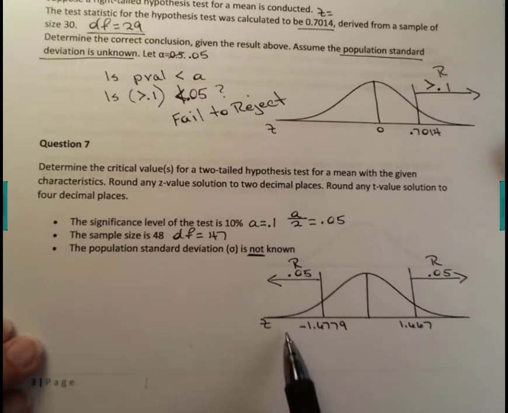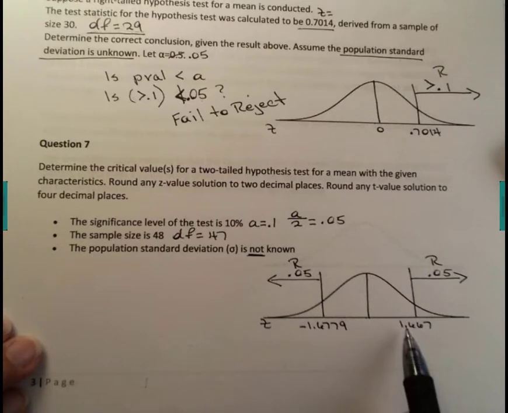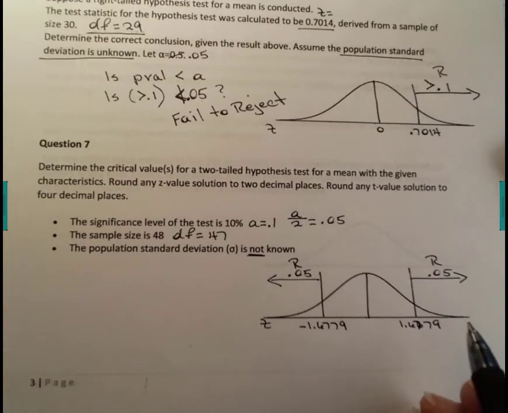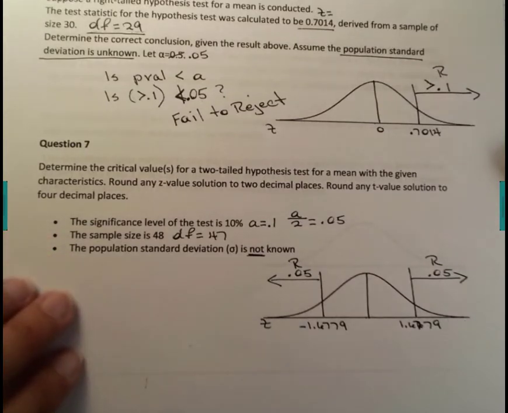We would reject if it was below negative 1.6779. We would reject if it was above a positive 1.6779. Sorry, I think I got that right, didn't I? Let me make sure I'm copying these down. Okay, very good.